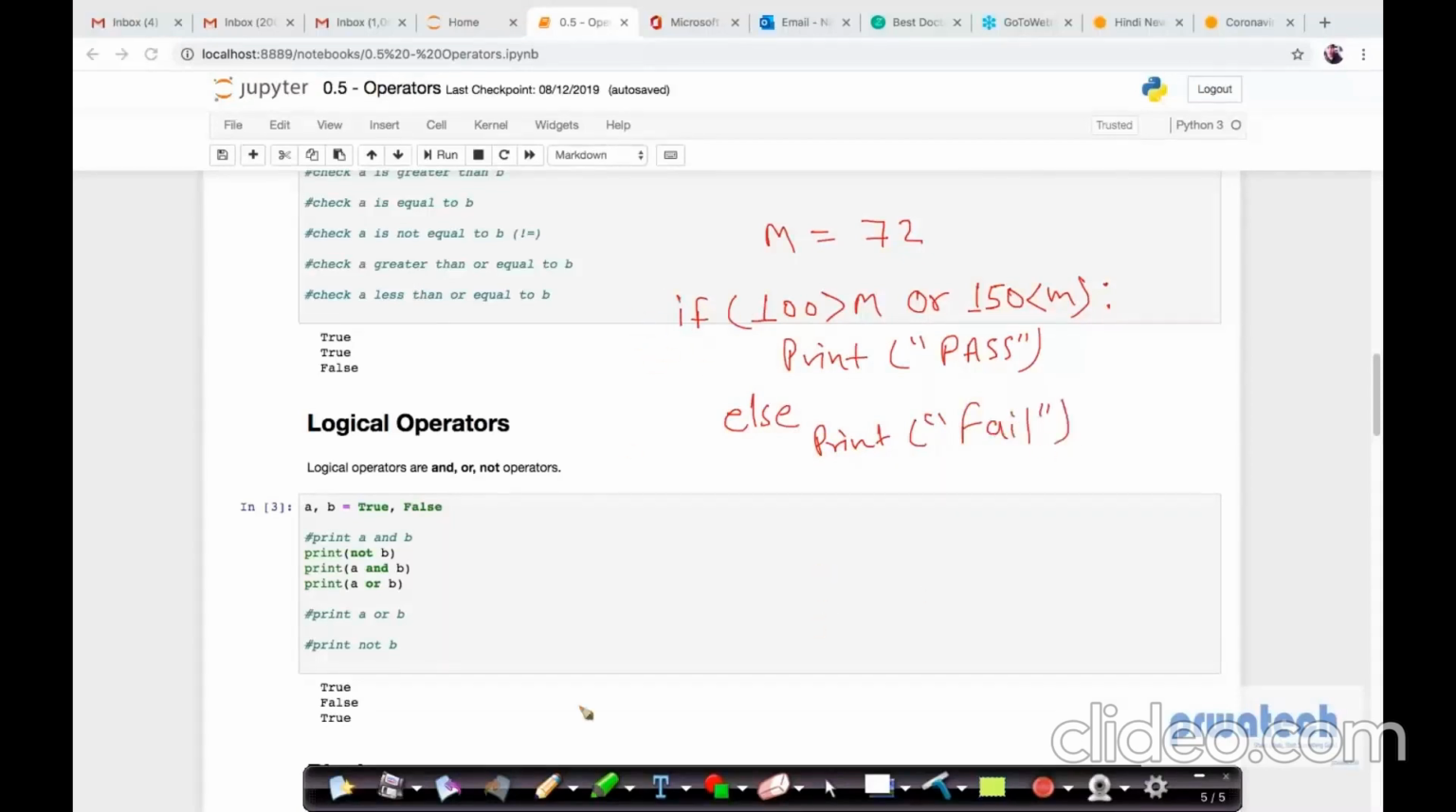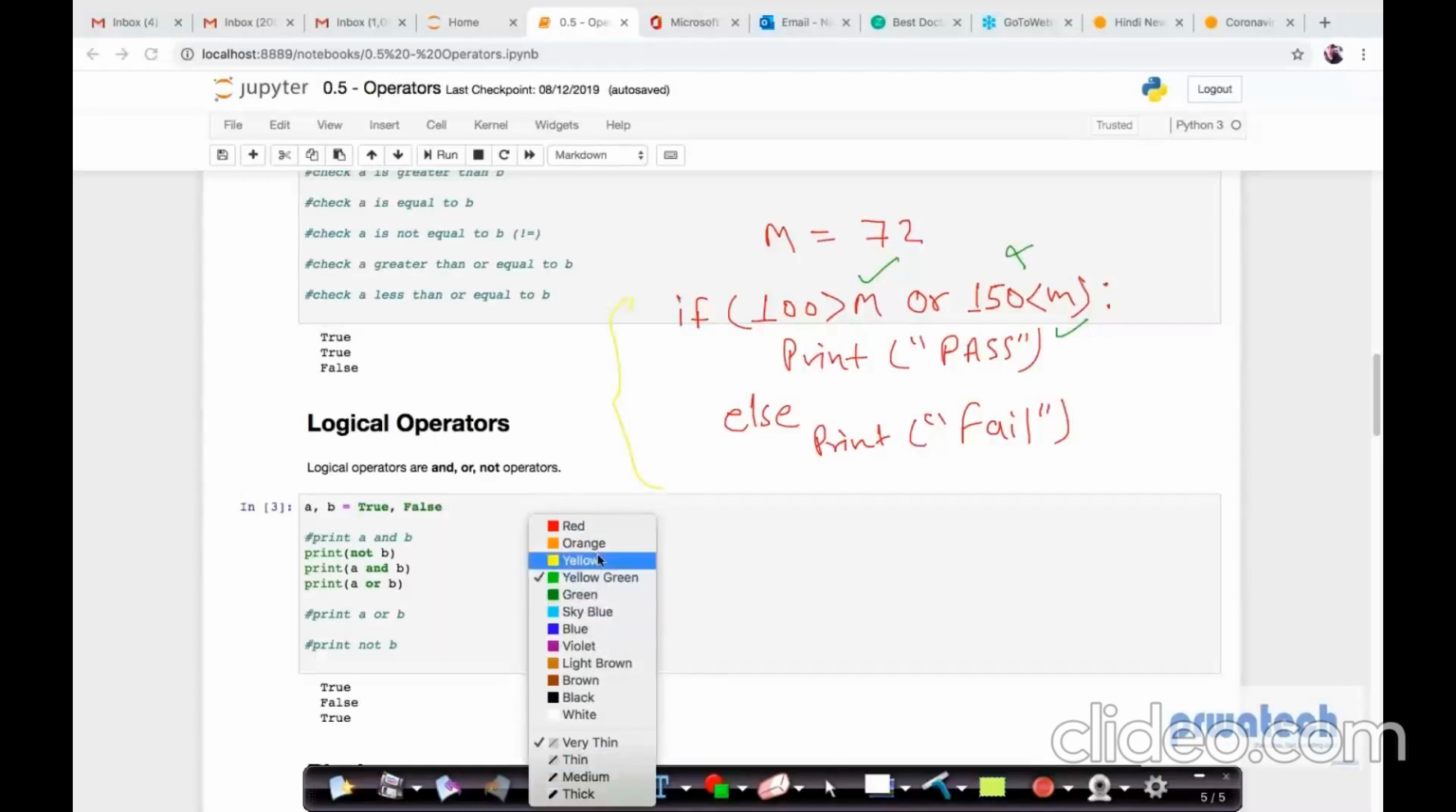Now if I check this block, this condition is true. 72 is less than 100, but this is not true. 150 is not less than 72. This is false, but still it will print pass, because in our OR operator we are checking just one condition to be true, whether the first one or the second one. This is the OR operator. The NOT operator is just the opposite.